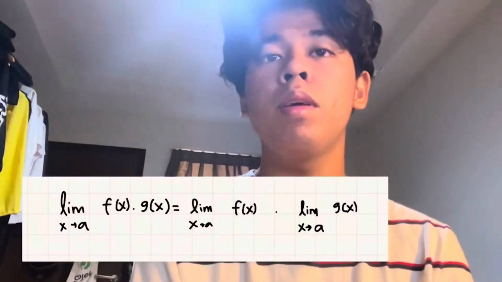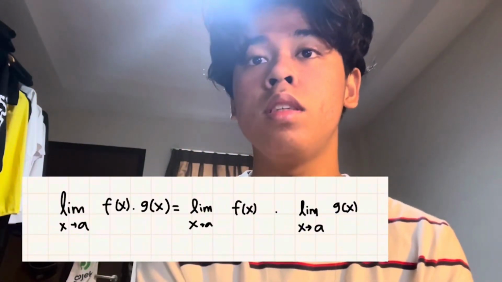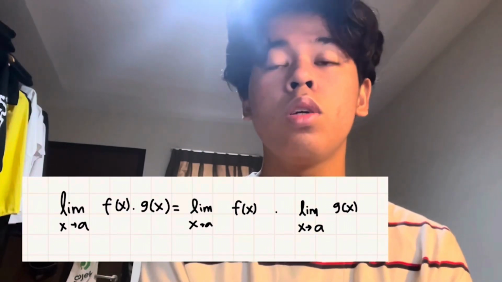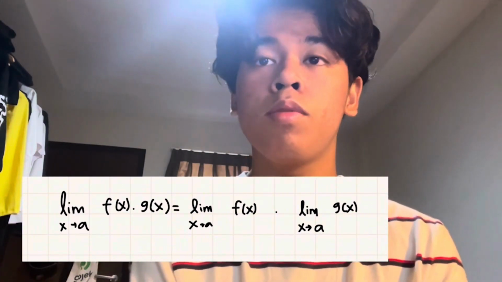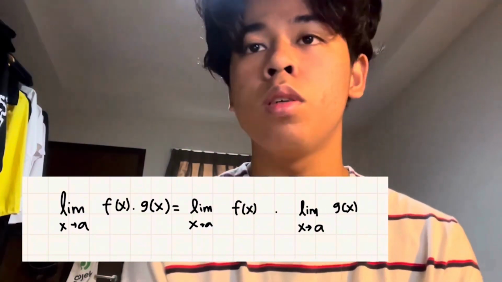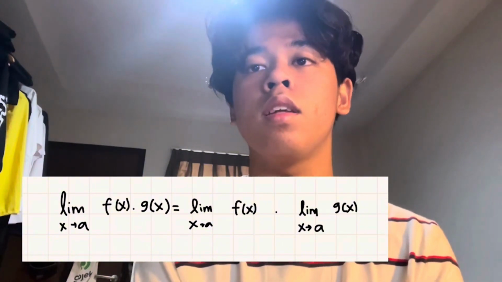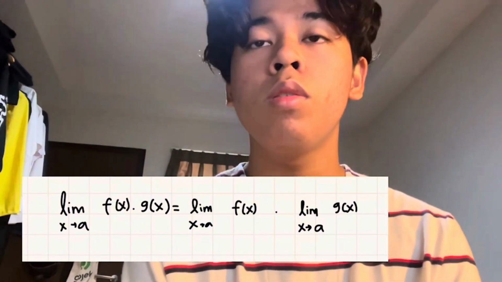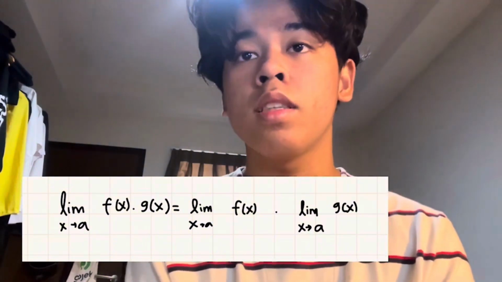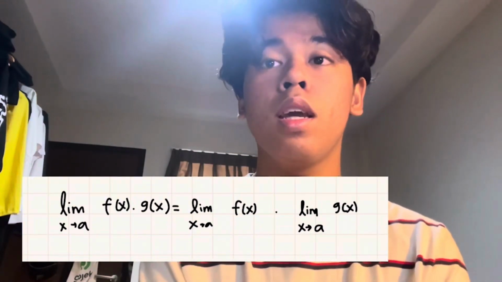We move into the next one. It's limit x approaching a of f(x) times g(x) is equal to... So in here it's kind of the same as the previous type. You can separate the limit of f(x) and limit of g(x). So the form will be limit x approaching a of f(x) times limit x approaching a of g(x).